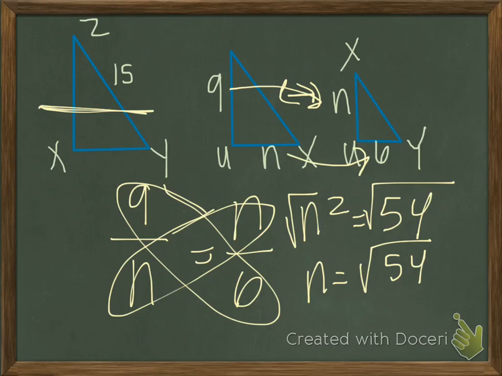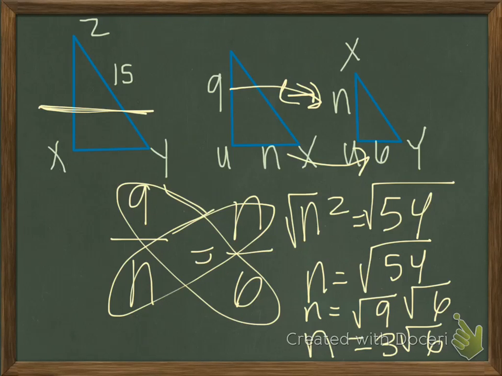Now remember we have to simplify, so we have N equals the square root of 9 times the square root of 6, and that leaves us with 3 square root of 6. And that is all I have for today.